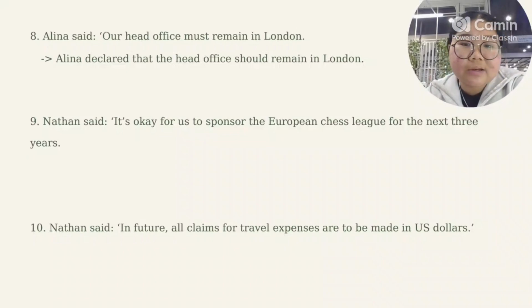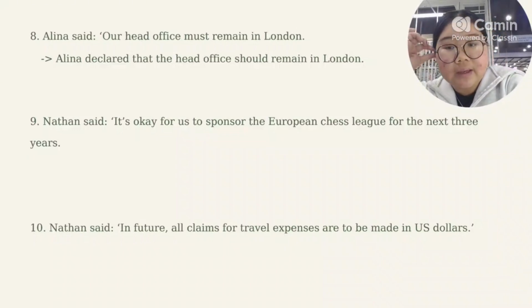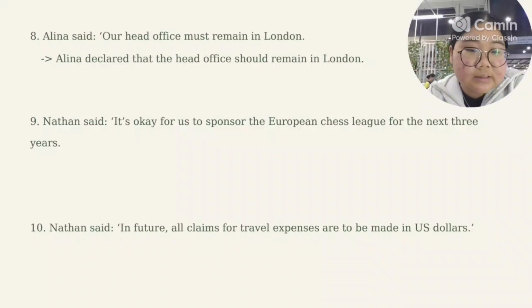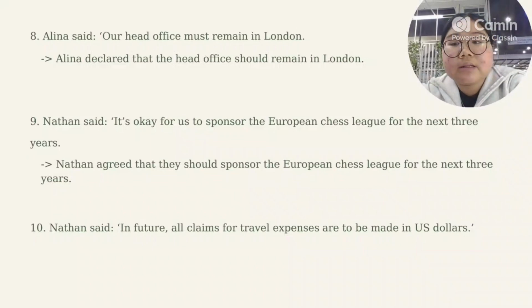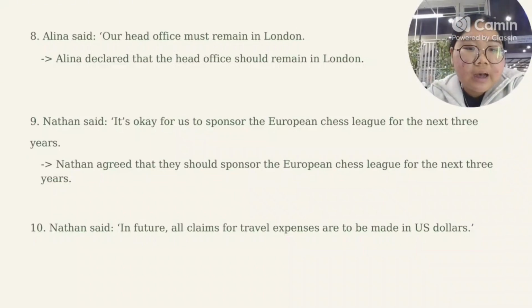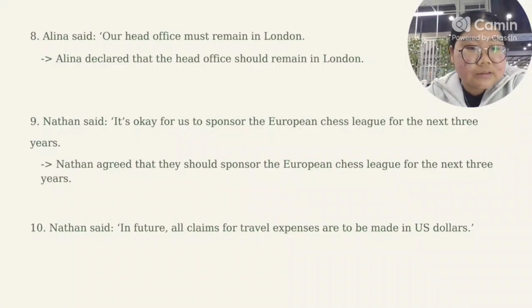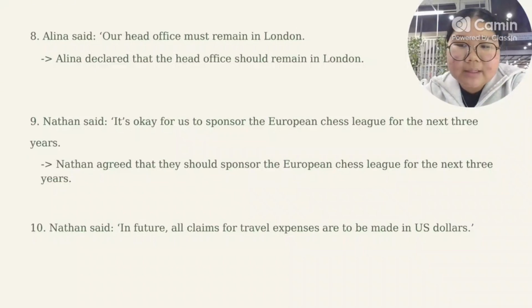Number nine, Nathan said, "It's okay for us to sponsor the European chess tour for the next three years," and the answer is Nathan agreed that they should sponsor the European chess tour for the next three years. The explanation: Nathan is agreeing to an idea, so the reporting verb "agreed" is used to show his approval. Number ten, the last number, Nathan said, "In future, claims for travel expenses are to be made in US dollars."